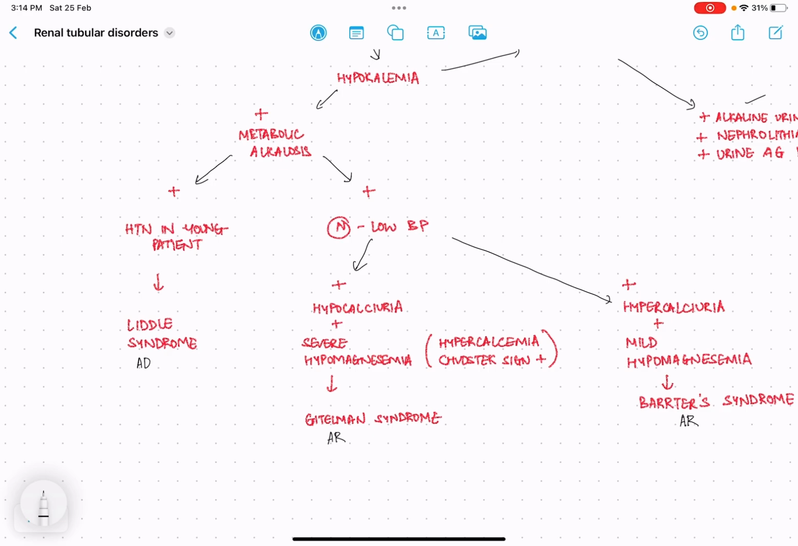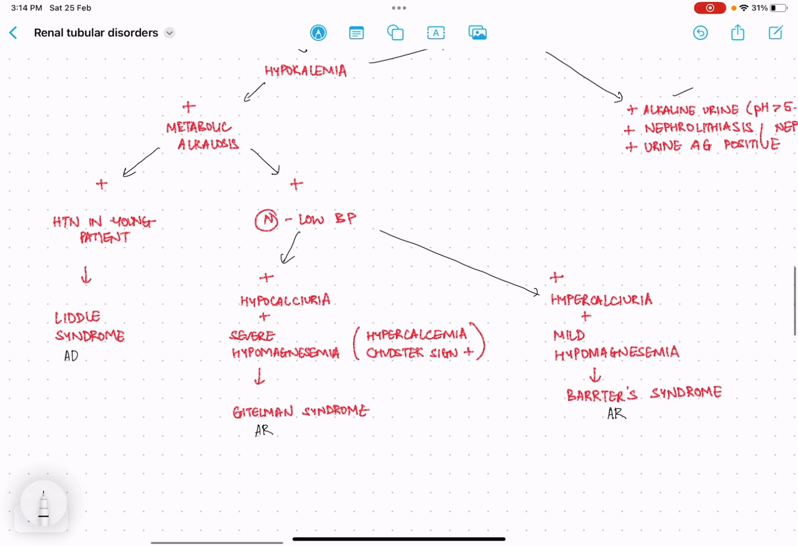If you find hypertension in a young patient with hypokalemia and metabolic alkalosis, the diagnosis is Liddle syndrome, which is autosomal dominant. The other two are autosomal recessive. They will have a normal to low BP with metabolic alkalosis. The difference will be that in Gitelman syndrome, there will be hypocalciuria and severe hypomagnesemia, which is leading to hypercalcemia, and maybe they'll give a history of Chvostek sign positive, tetany, etc. That points towards Gitelman syndrome.